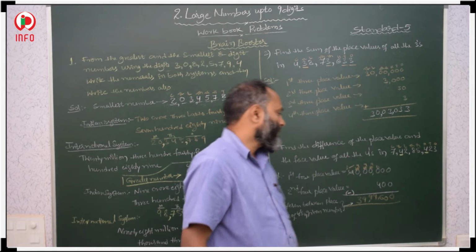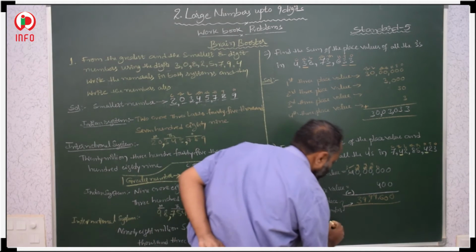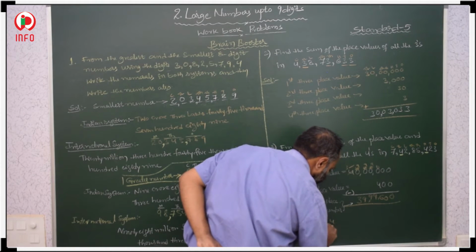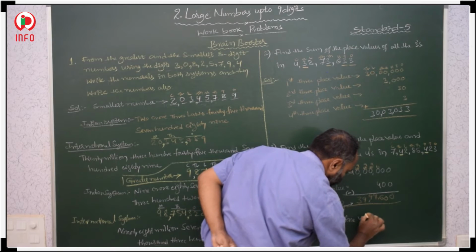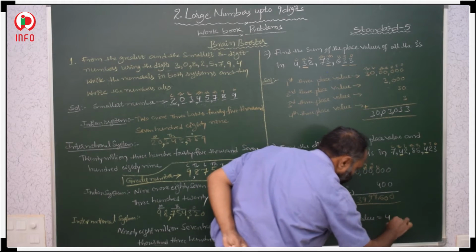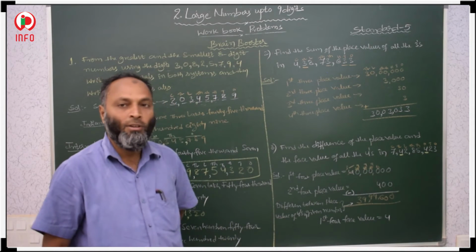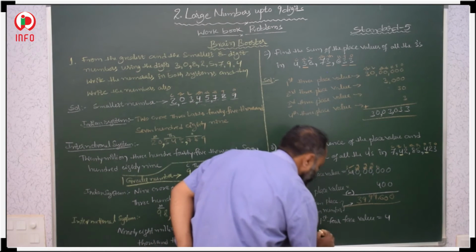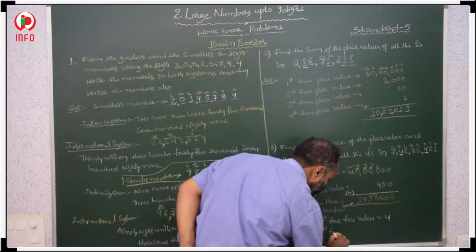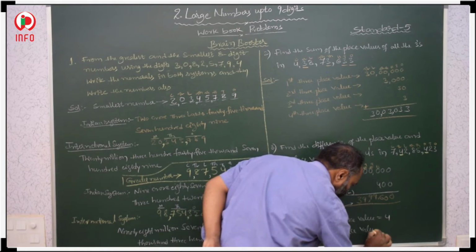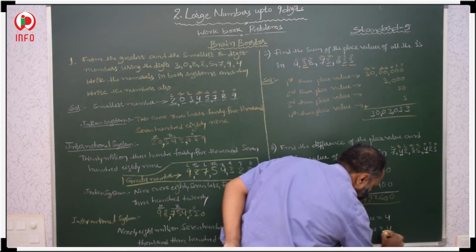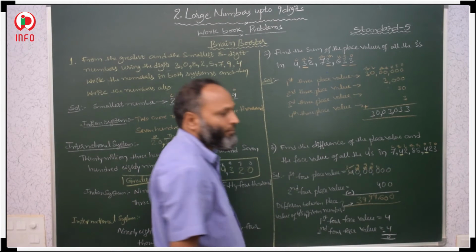Now face value. 4 face value. First 4 face value is 4 only. Face value is 4 only. Second 4 face value is 4. Then 4 minus 4 is 0.